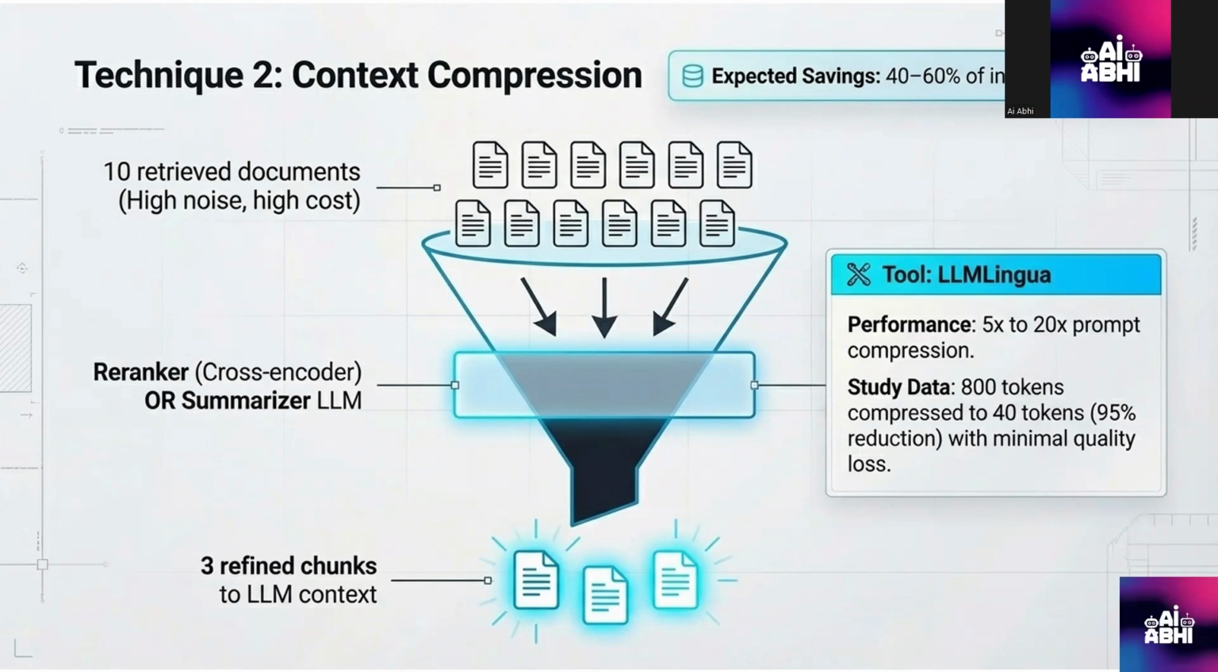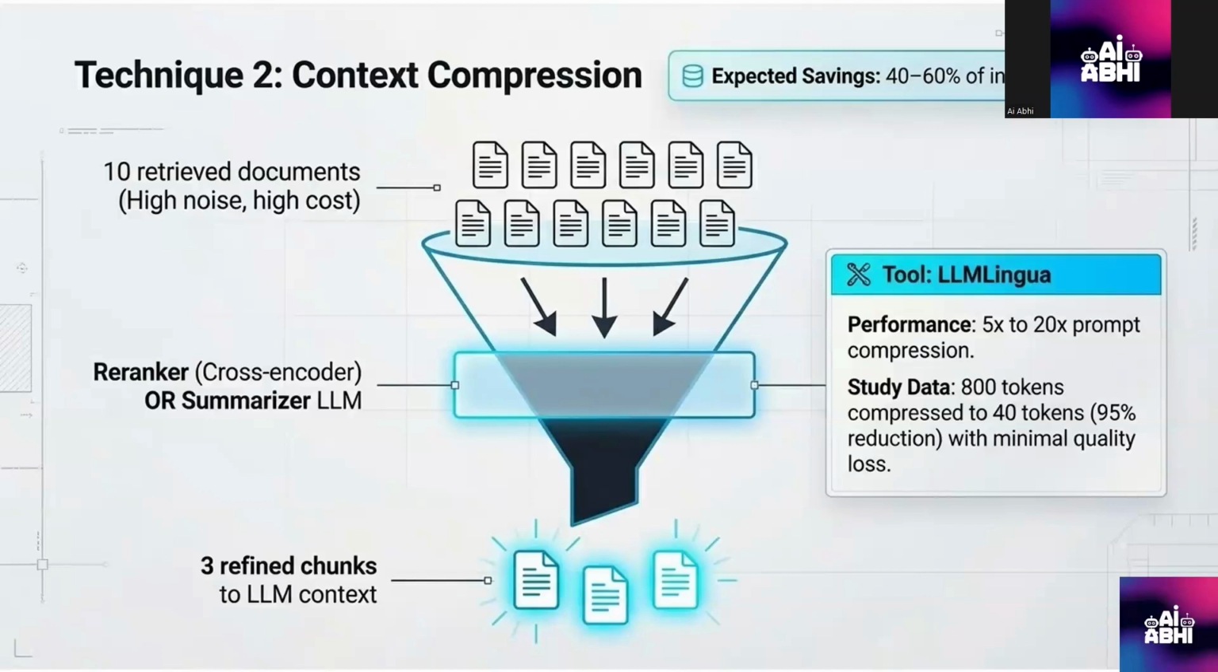Re-ranker models like cross encoders are cheap, with inference cost a fraction of a cent per query. So the LLM call savings from sending 3 chunks instead of 10 pay for the re-ranker many times over. The second technique is chunk summarization.